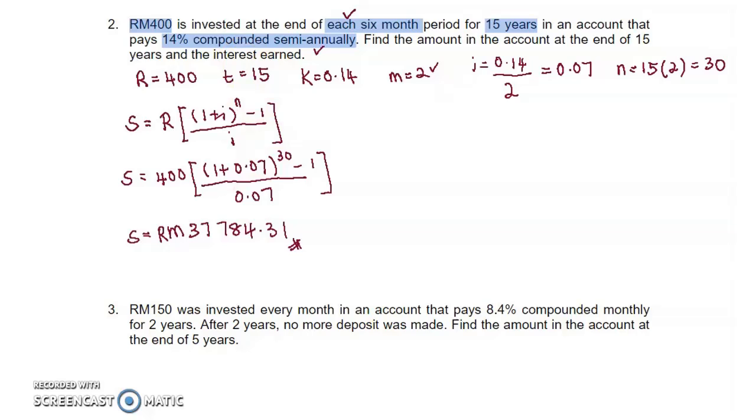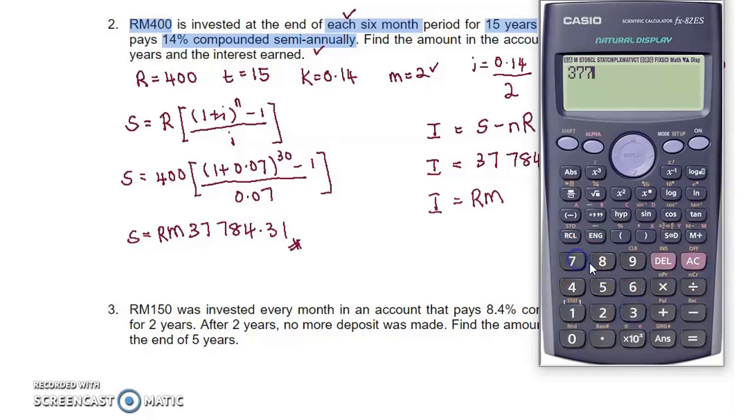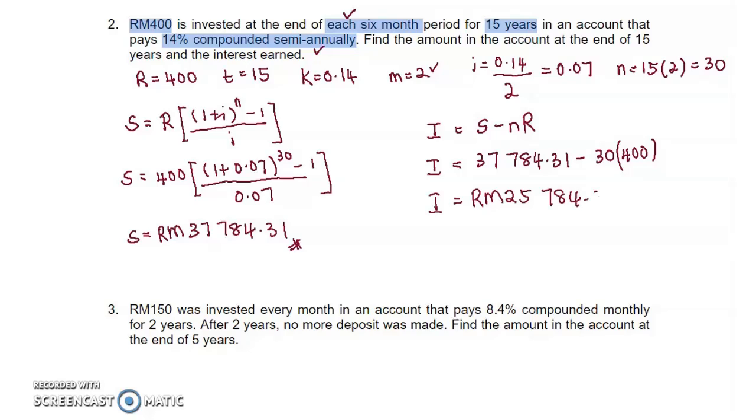Okay, so how about the interest? Now we base it on future value. So if based on future value, I equals S minus nR. nR is how many times we actually pay the annuity. At the end of 15 years, we already paid 37,784 ringgit 31 cents, minus n, we paid 30 times R, 400 ringgit. So interest here equals 25,784 ringgit 31 cents.